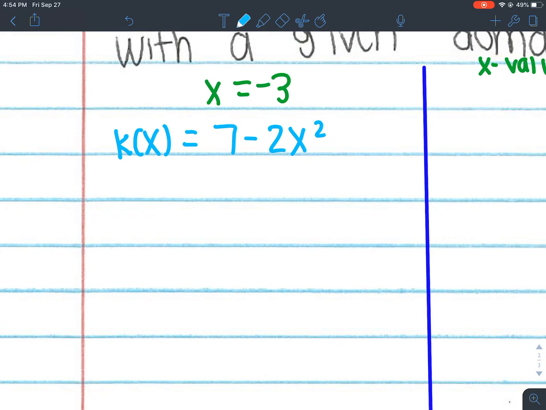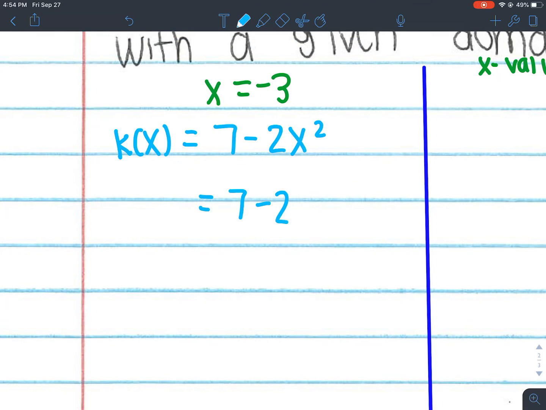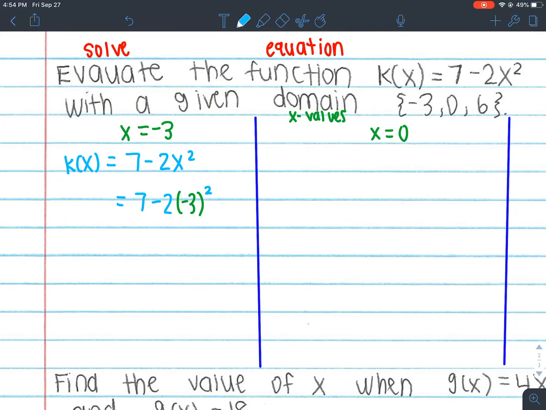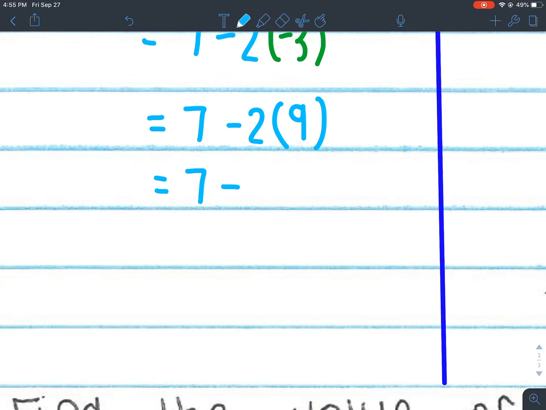Now it's saying x equals -3, so I'm going to input a -3 where I see an x. So I'm going to have 7 minus 2, and I'm going to input -3 for my x value here, and then I'm going to keep that squared. Again, you're inputting your x value to be -3, because we have x equals -3 here, and also it's domain, which is x values. So here we're going to have 7 minus 2 times -3 squared, which is +9. Then we have 7 minus 2 times 9, which is 18. And 7 minus 18 is -11.